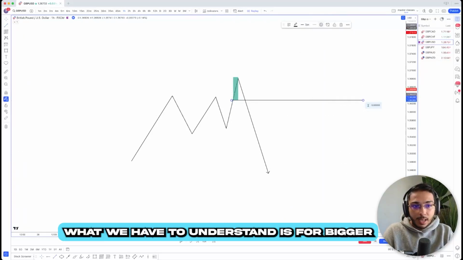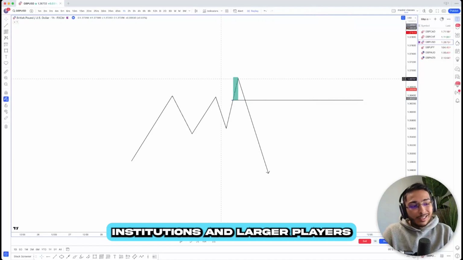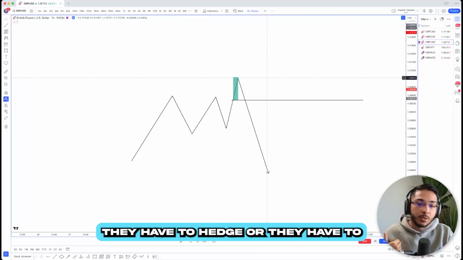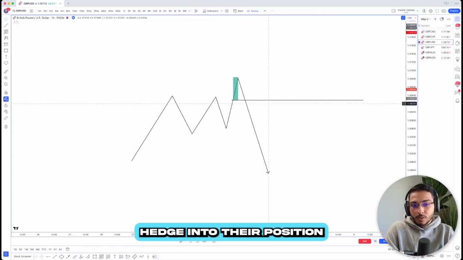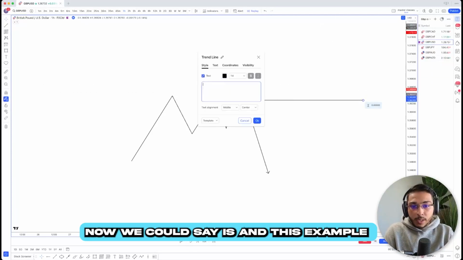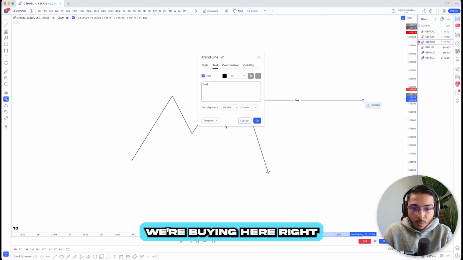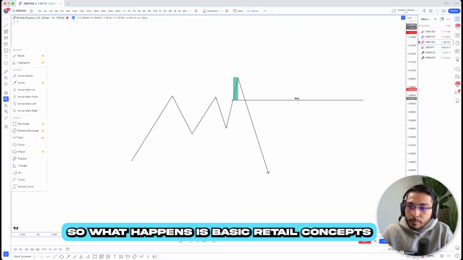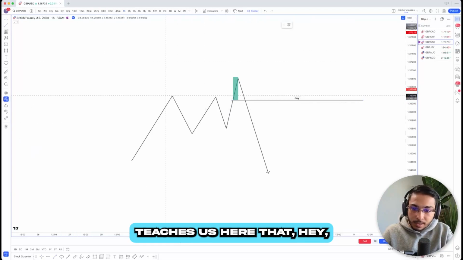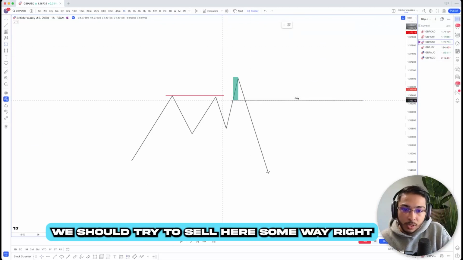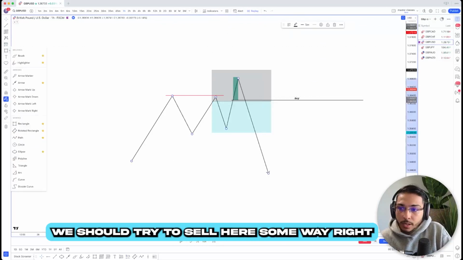What we have to understand is that for bigger institutions and larger players in the market to be able to place a position, they have to hedge into their position. What does hedging mean? It means buying and selling in the same area at the same time. Now, let's just say we're buying here, right? Basic retail concepts teach us here that, hey, we have a double top, so we should try to sell here somewhere.